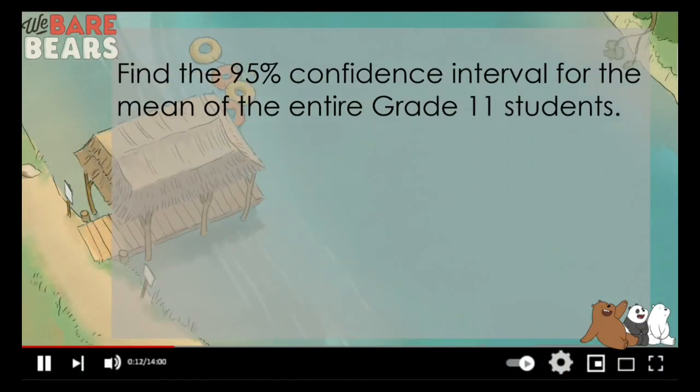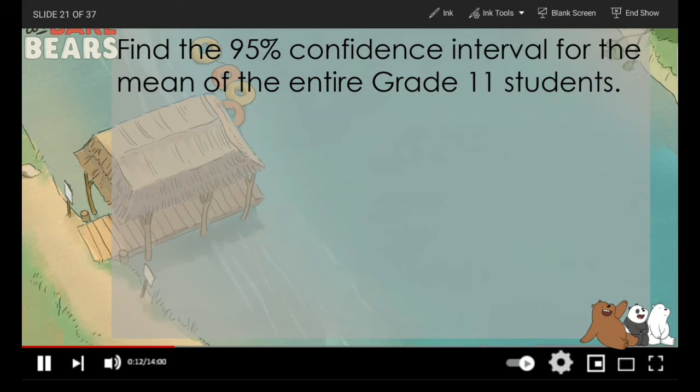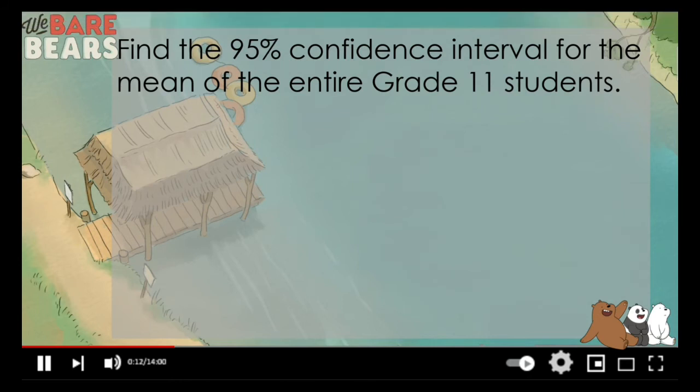Now let us have an example. So from the previous example, we found the margin of error where the given level of confidence is 95%. So now let us have the interval estimate of that situation. So let us find the 95% confidence interval for the mean of the entire grade 11 students. And for us to determine the confidence interval for the mean, we have the lower bound and the upper bound, or the formula for the confidence interval for the mean.